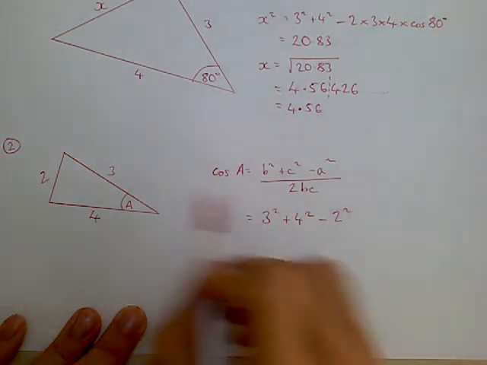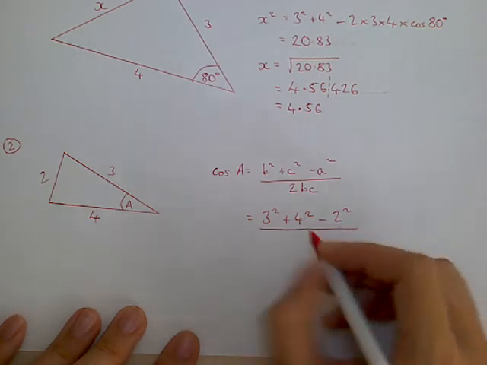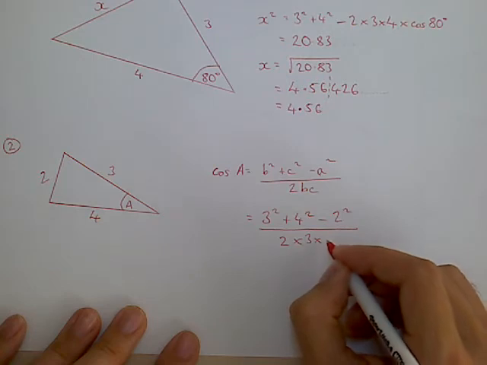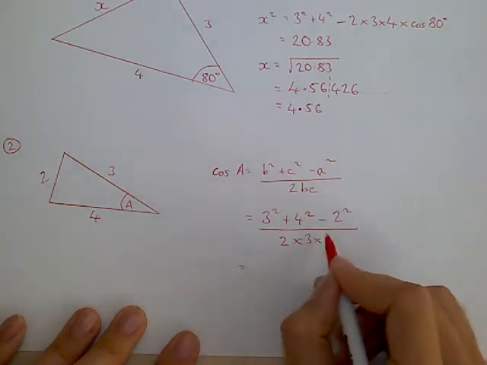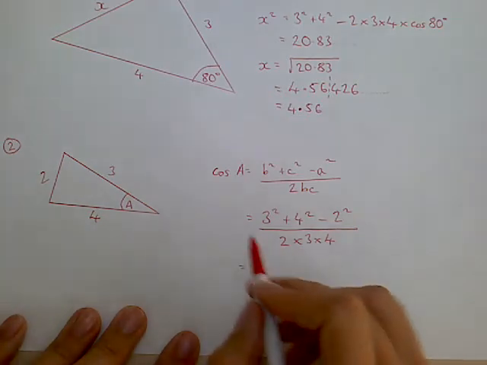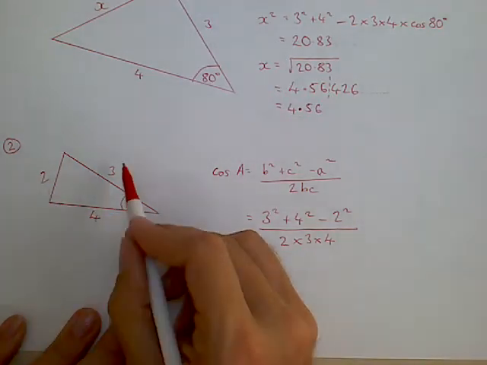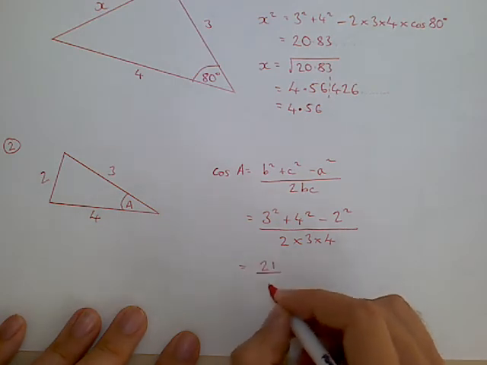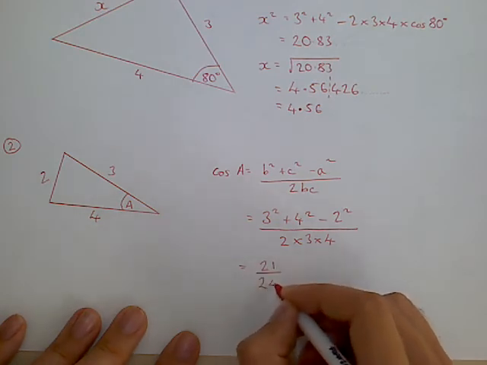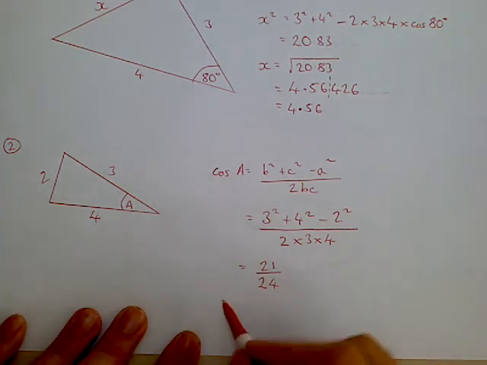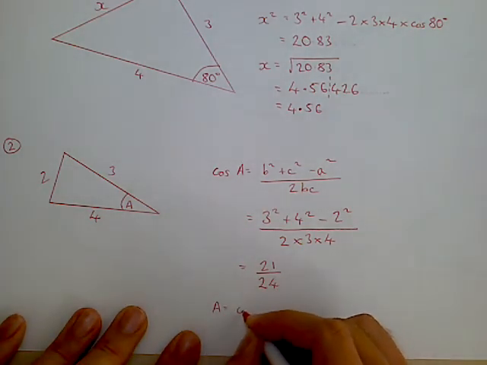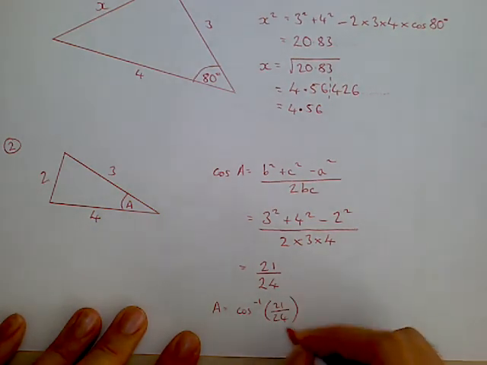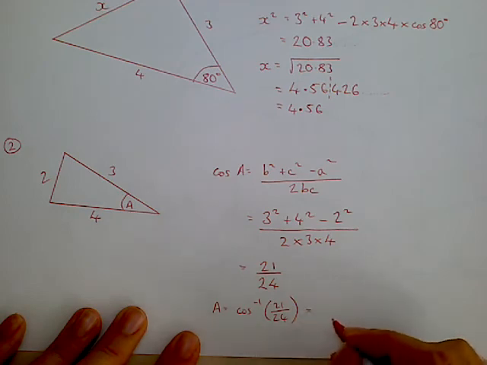That's the important one. It must be the opposite side, divided by 2 times b, which we said was 3, times c, which we said was 4. So again, those 2 must be the sides that are not opposite the angle. It must be the other 2. We can then calculate that, and it comes out, if we simplify it, as 21 over 24. That's what cos A is equal to. My goal is to work out what A is equal to, which means doing inverse cos, cos to the minus 1, of 21 over 24. I can put that into my calculator.